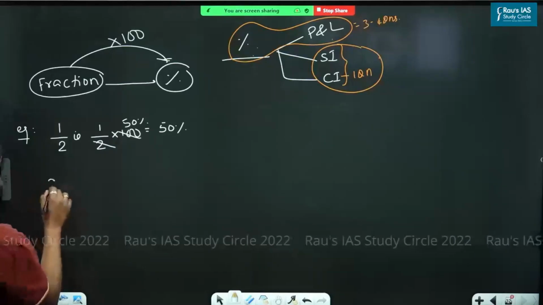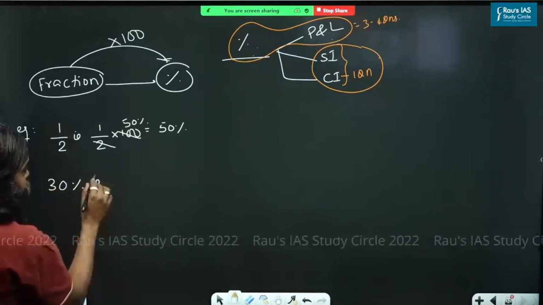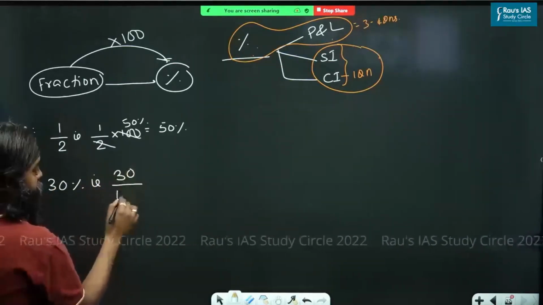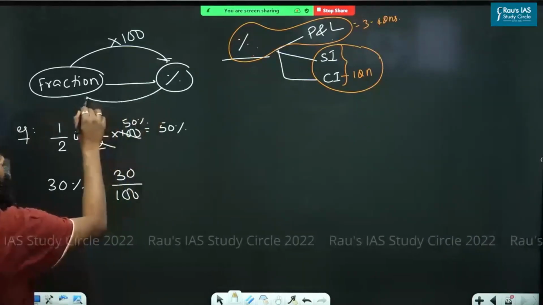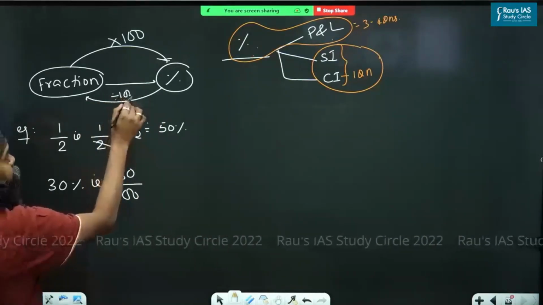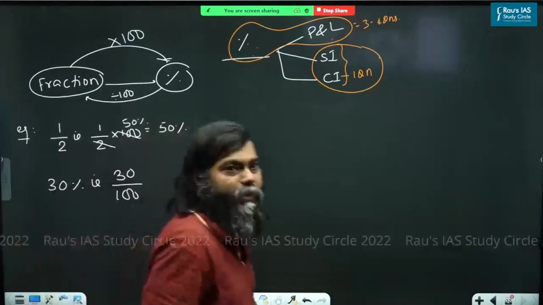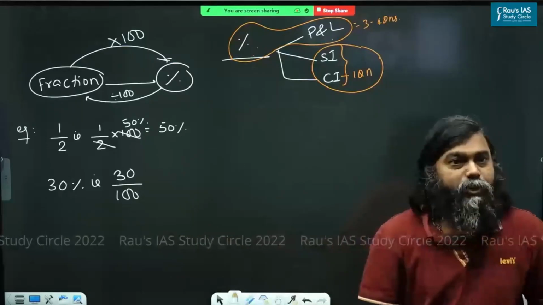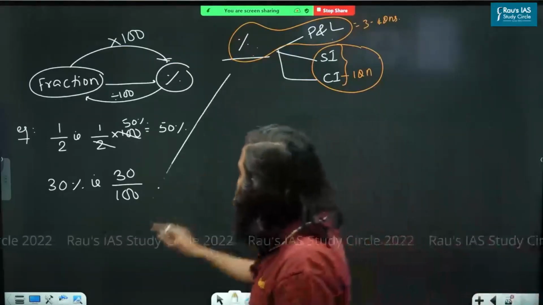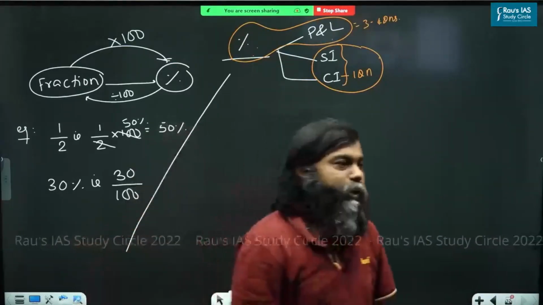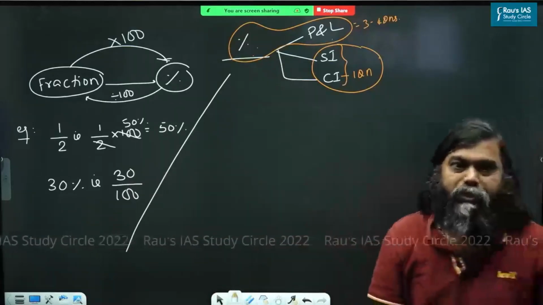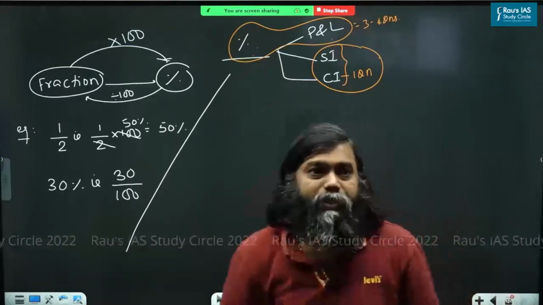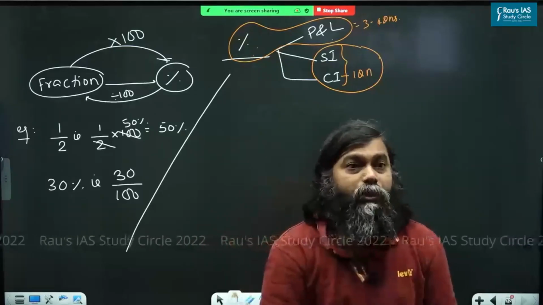How can you convert a percentage into a fraction? That means divide by 100. Understood, Abbas? Why 100 only? Because percent means out of 100, how much? That's why we usually use 100 here. Then in this topic, for some fraction values we have to know the percentage, or for some percentage values you should know how to convert into a fraction.